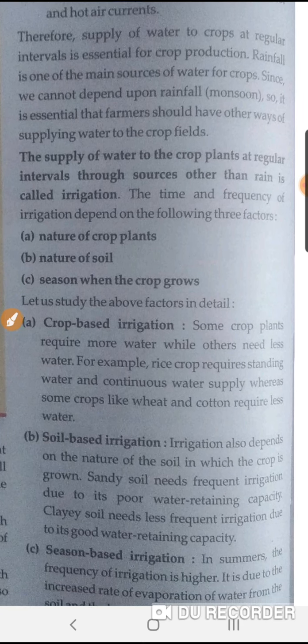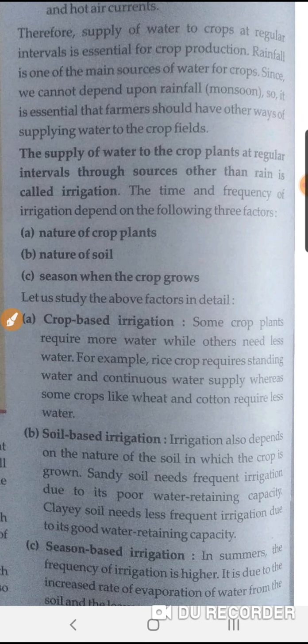Then the factors we are discussing. First is crop based irrigation. Some crops need more amount of water in comparison to others. For example, rice crop. Rice crop requires more frequent irrigation than wheat crop. Fine.